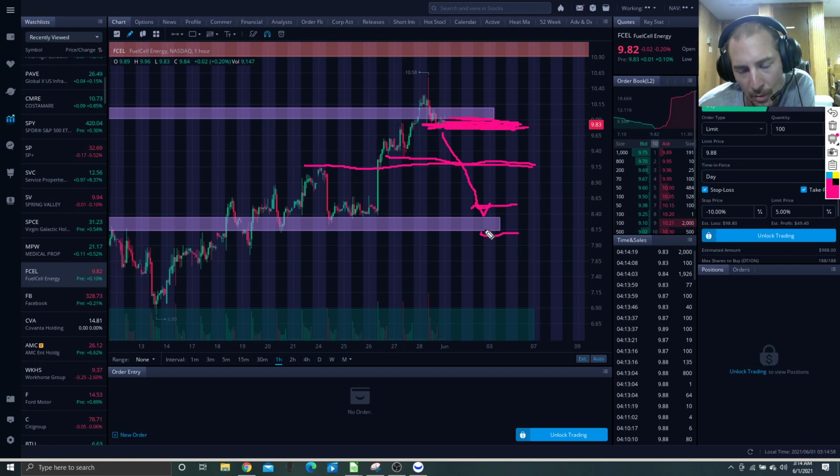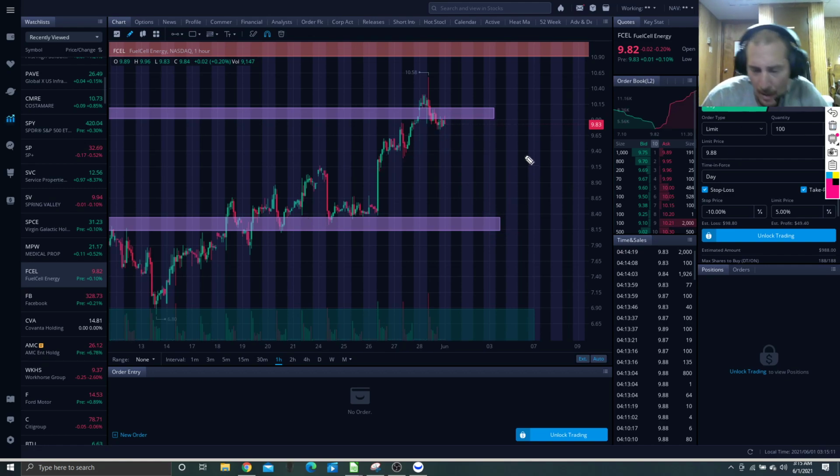And just move my stop up to break even once it gets to about this first level, and then if it passes that first level, I can move my stop up to that first level and then trail it all the way up. So that's going to about cover it for this.